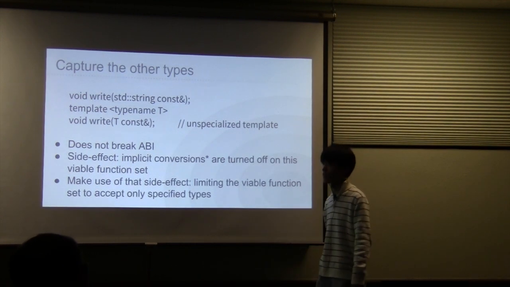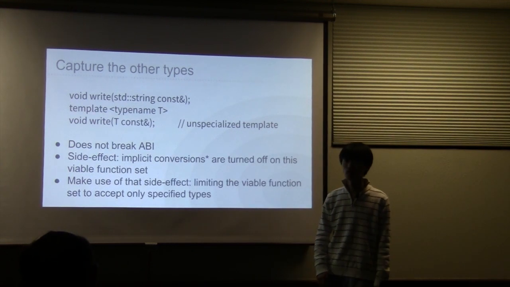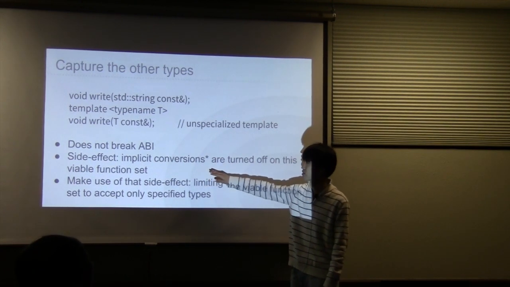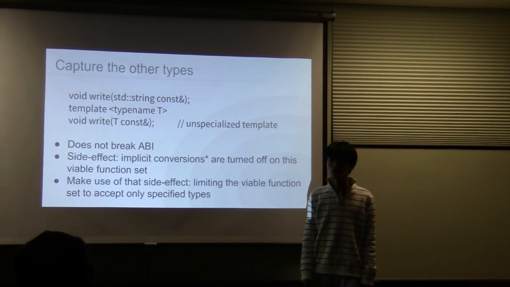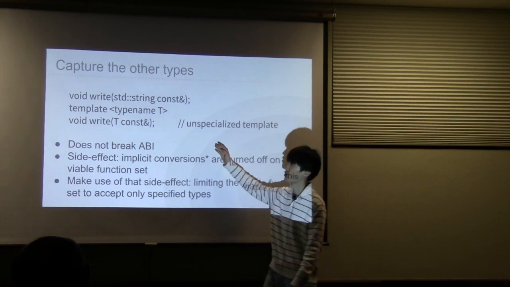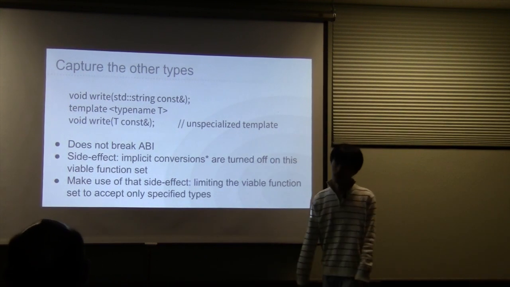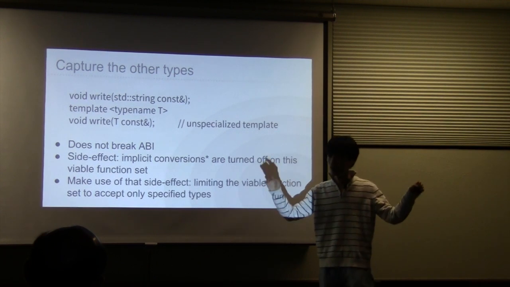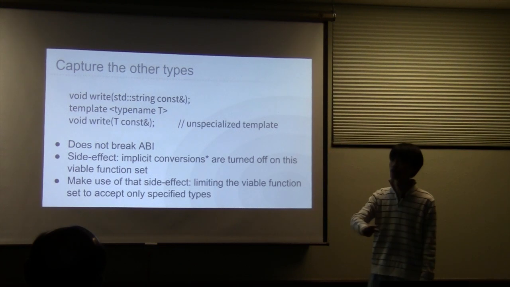But there is a side effect. You might want this, and you might even want to make use of this, but if you are not intending to use this, you're in trouble. Implicit conversions are turned off on this overload function set. For example, if you have a function which takes a string, and you have a capture-all case, then your character string to string conversion is automatically gone. You're never going to reach that, because the capture-all case captures all the others.